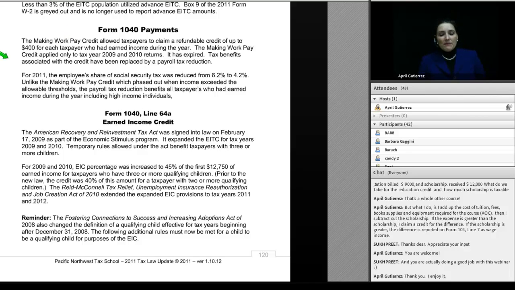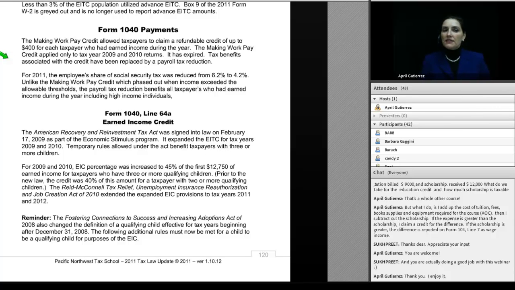All right, Form 1040 payments. This is the section of the Form 1040 where you list refundable credits, estimated tax payments, tax withholdings on 1099s and W-2s. This section is slightly different than it was a year ago, mainly because the Making Work Pay Credit line has disappeared. It's gone.